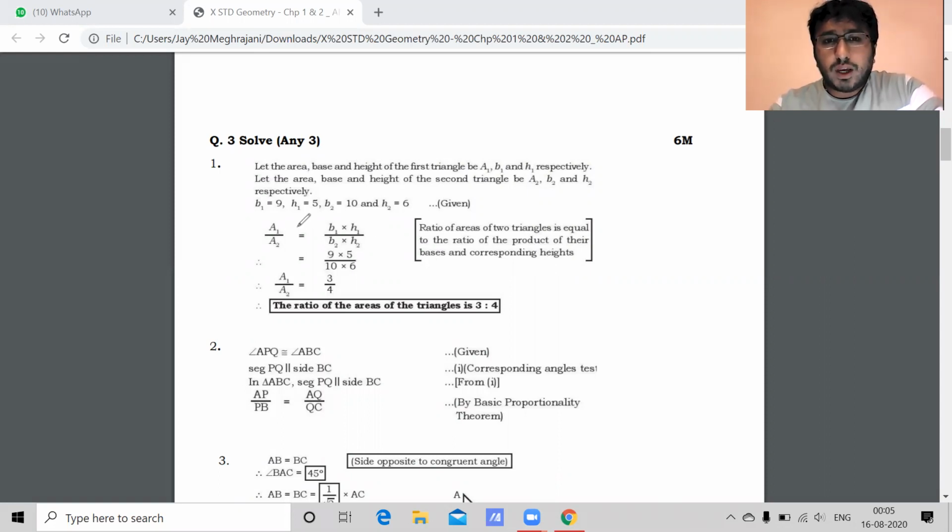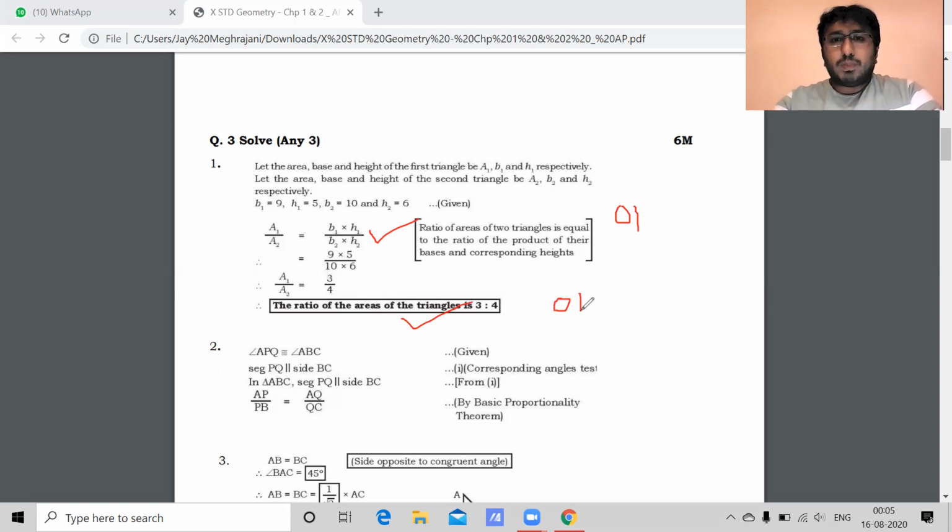So students, we know A1 upon A2 is equal to B1 into H1 upon B2 into H2. If you have written everything correctly, formulas and everything till here, you'll be getting 1 mark with reason. We substitute the value, 9 into 5 upon 10 into 6. We do the cancellation. We get A1 upon A2 is 3 upon 4. So the ratio of areas of triangles is 3:4. So the final answer will give you 1 more mark.